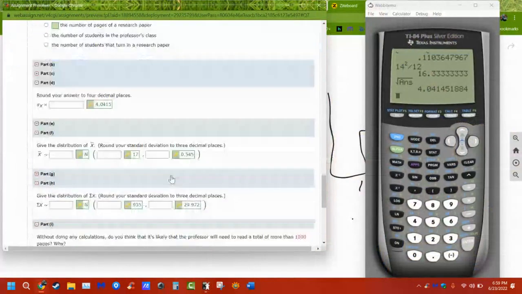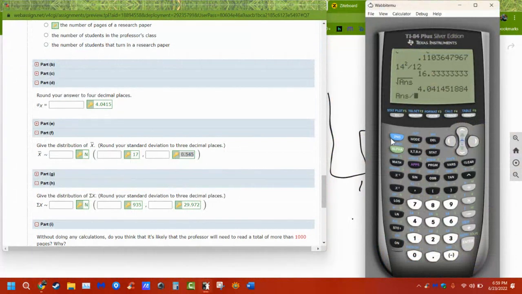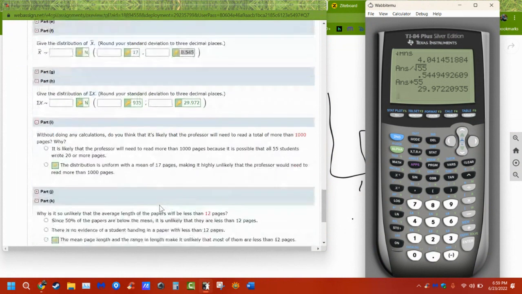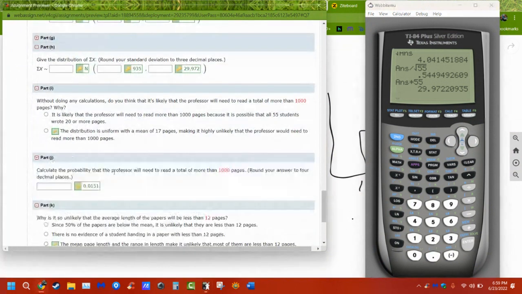And then to get this, we divide by the square root of n. So divided by the square root of 55. That's how I got this number. And then to get this number, I just multiply it by 55. Oh, okay. That's where that one comes from. This one I multiply.